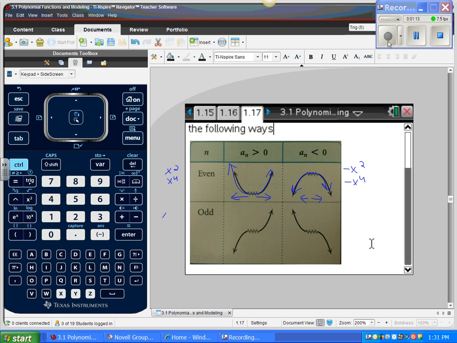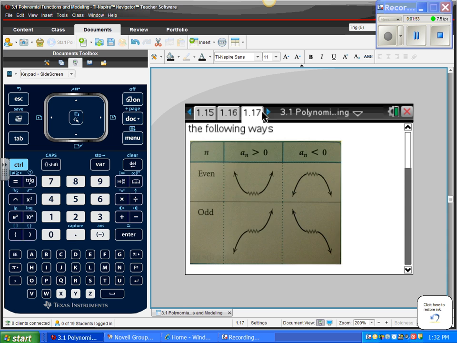All right, for odd, x cubed, x to the 5th, x to the 7th, and so on. If it's positive x to an odd power, as x approaches positive infinity, we're going to go to positive infinity. As x approaches negative infinity, we're going to go to negative infinity. And if I have a negative leading coefficient raised to an odd power, we switch that around. As x approaches positive infinity, the function approaches negative infinity. As x approaches negative infinity, the function approaches positive infinity. So again, you have to have those rules memorized.